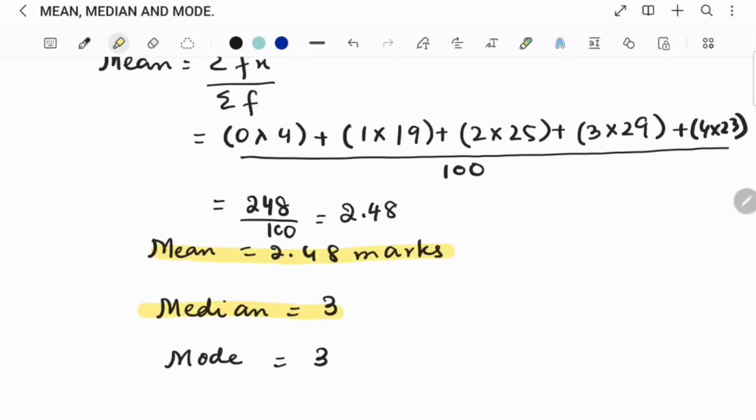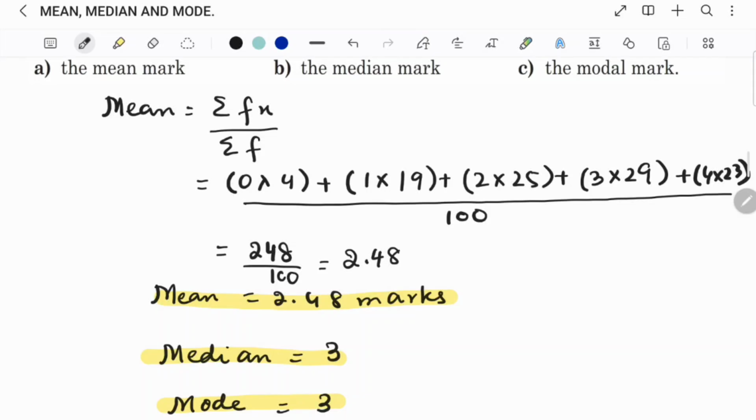And this, mean, median, mode, is a measure of central tendency. This is the way we can find out the center number. So the answers are coming very close. Mean is 2.48 marks, 3 is your median, and the mode is also 3 marks. All right, so 3 marks was the most frequent number. Go to the next question.